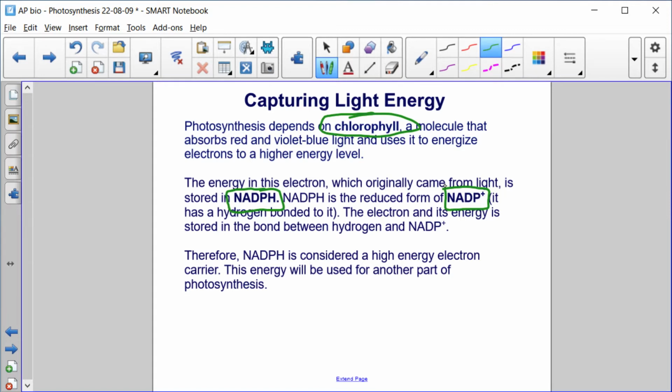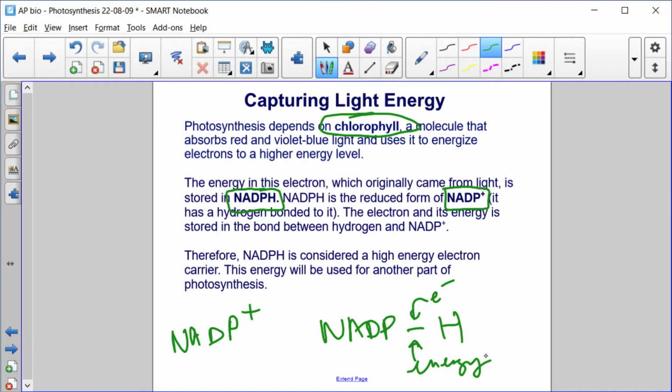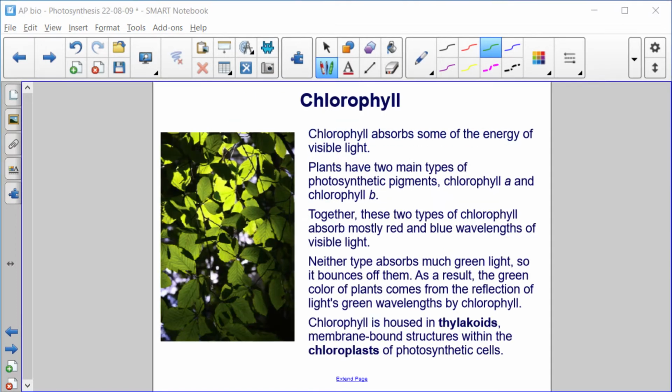Okay, so we have the electron. If I have NAD+, there's a positive charge there, right? If I now have NADP and I bond it to a hydrogen, now I have an extra electron stored here and energy stored in this bond, okay? It's a simplified way of looking at it. Therefore, NADPH is considered a high energy electron carrier. This energy will be used for another part of photosynthesis.